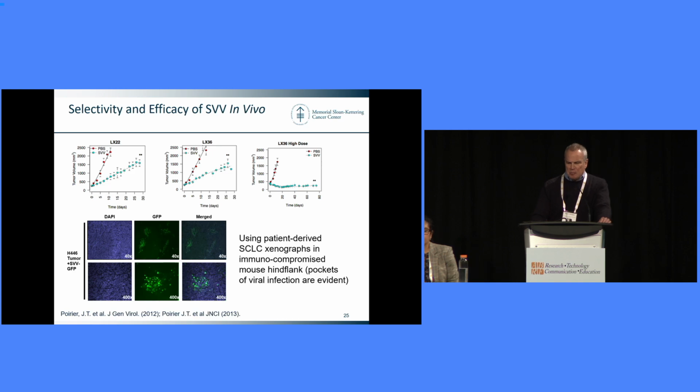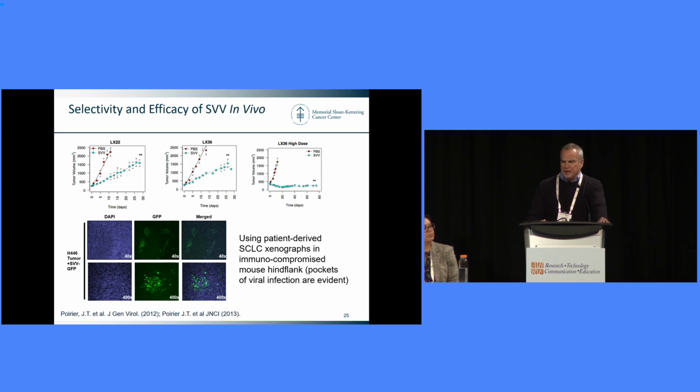And in fact, when John Poirier and Charlie Rudin injected this into mice, this is looking at immunocompromised hind flank pockets. And you could see in the bottom, the GFP is showing up very well. On the top, for two different preparations, the LX22 and the LX36, you see profound tumor volume shrinkage. And when they went to the higher dose, it was a flat line. There was no tumor at all. So again, very compelling evidence in animals.